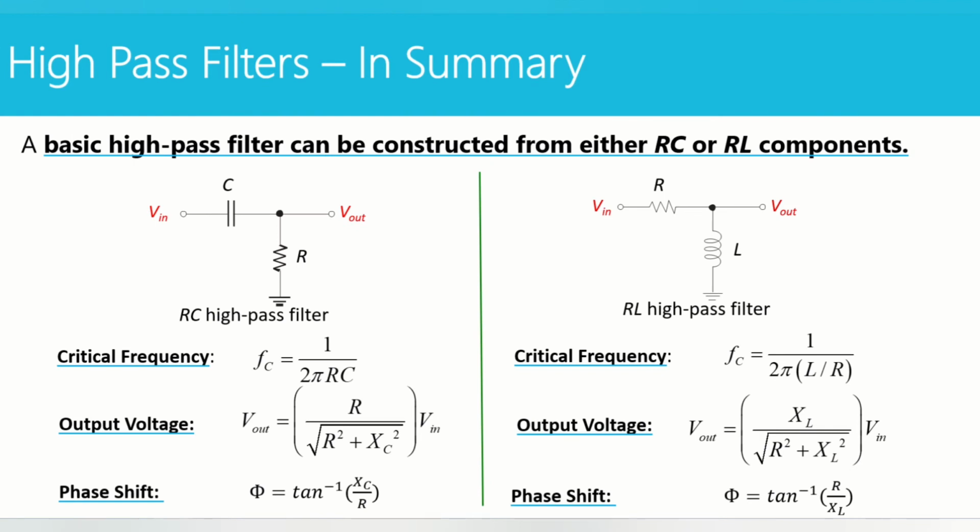So here's a summary of the two high pass filters we've just discussed, our RC high pass filter and the RL high pass filter, how we calculate the critical frequencies, how we can use a voltage divider to calculate the output voltage, and then the phase shift. In this case, our phase shift is going to be inverse tangent of XC over R for a high pass RC filter, or inverse tangent of R over XL for a high pass RL filter.